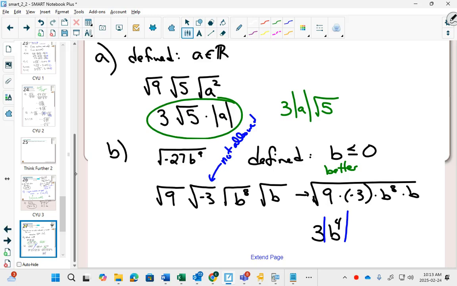And then what is left is a minus 3 and a b inside. And this would be considered simplified because we've written it as a mixed radical in lowest form.